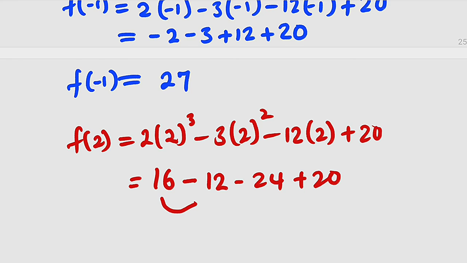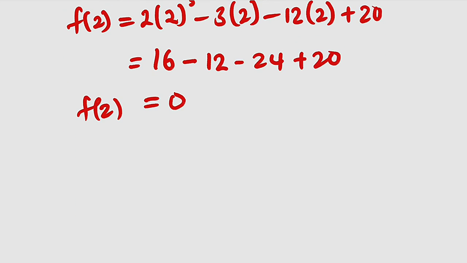16 minus 12 is 4. Then 4 minus 24 will give us negative 20. And negative 20 plus 20 is 0. So this is equal to 0. So we have f of 2 equal to 0.